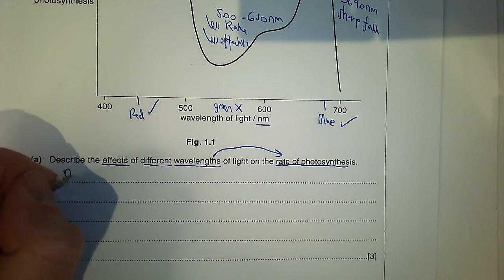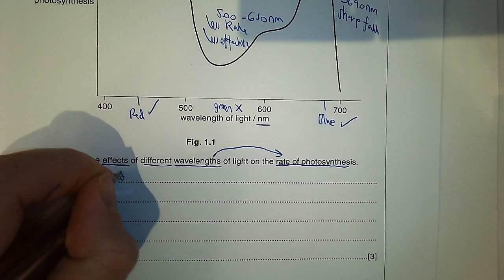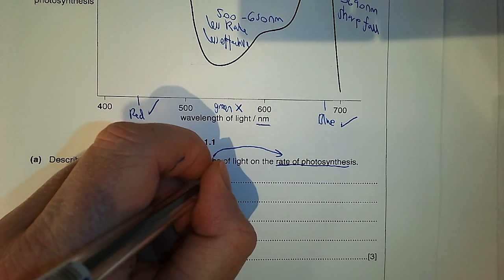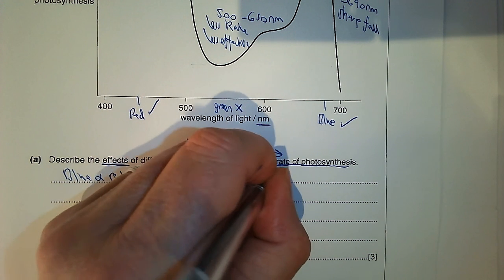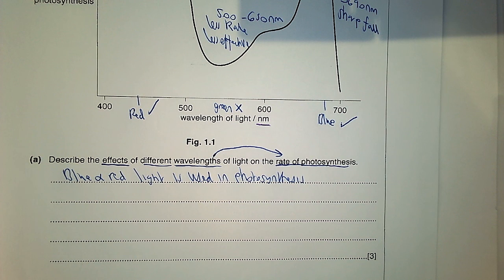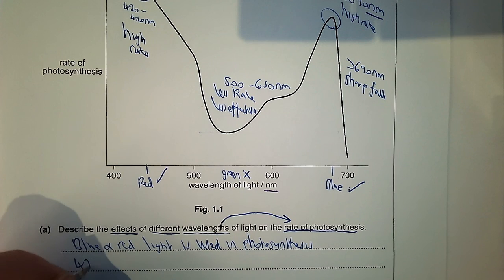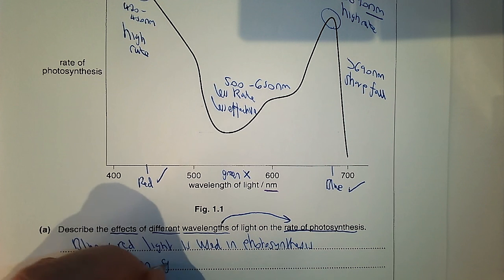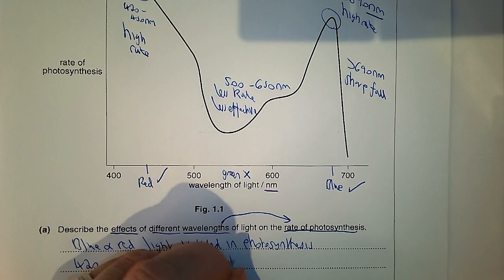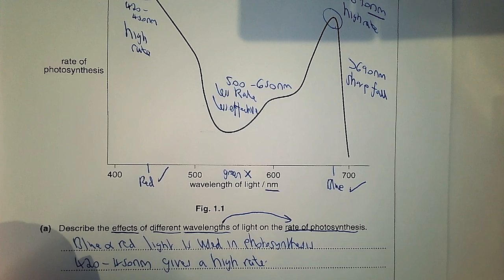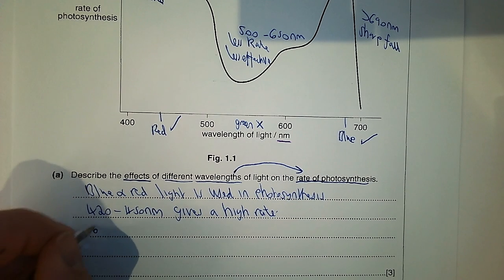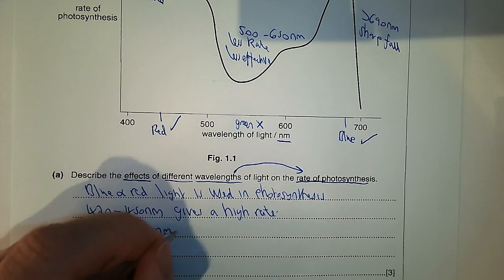So we can say blue and red light is used in photosynthesis. That 420 to 450 nanometers gives a high rate. And so does 650 to 690. So 650 to 690 nanometers gives a high rate.